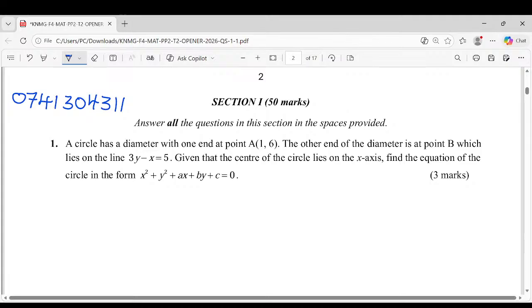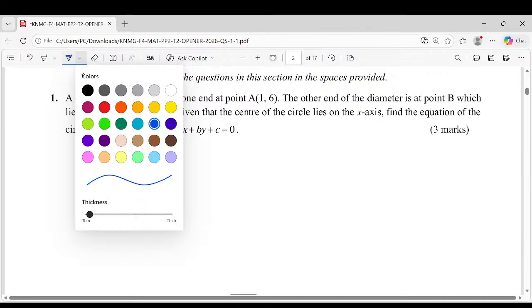A circle has a diameter with one end at point A (1, 6). The other end of the diameter is at point B, which lies on the line 3y minus x equals 5. Given that the center of the circle lies on the x-axis, find the equation of the circle in the form x squared plus y squared plus ax plus by plus c equals 0. So let us see how we can approach this particular question.